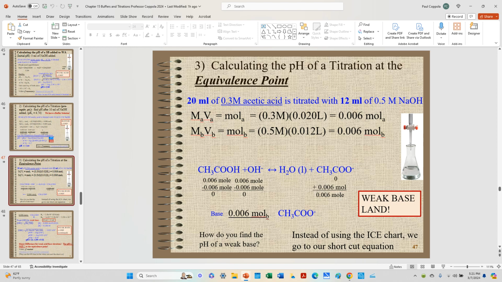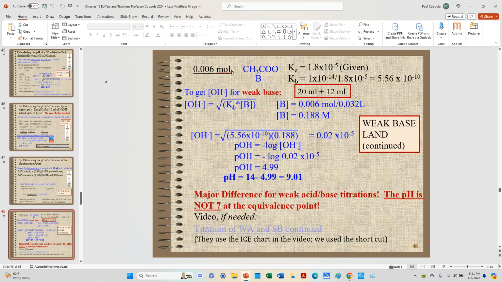Well, how do we find the pH of a weak base? First of all, we get the concentration, moles per liter. We have a new volume here, so we take 0.006 moles divided by the total volume. The new volume is 20 milliliters plus 12, 32, but we have to convert it to liters. So that's what we did in this slide here. We take 0.006 divided by the new volume and get the concentration of the weak base. Now we have to use this equation to get the hydroxide because it's a weak base.